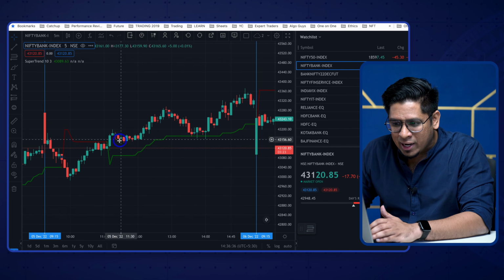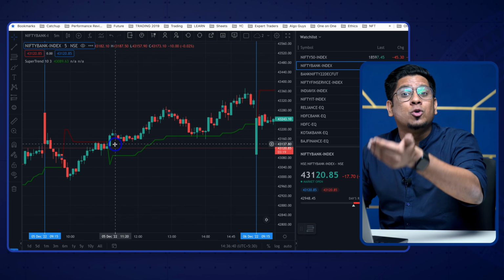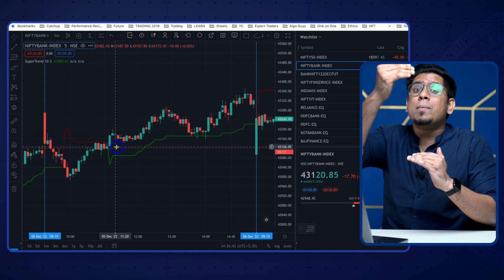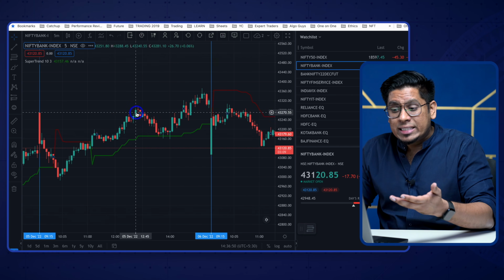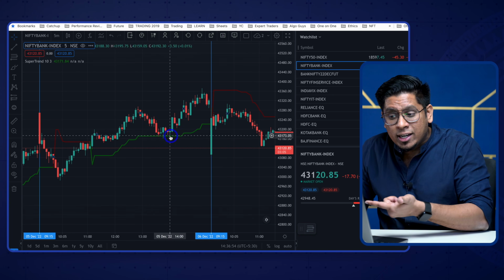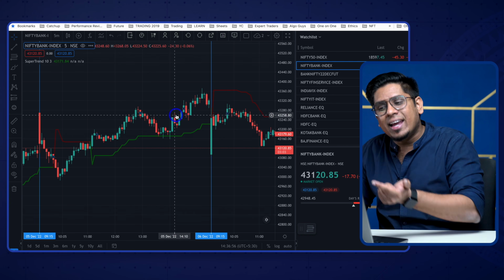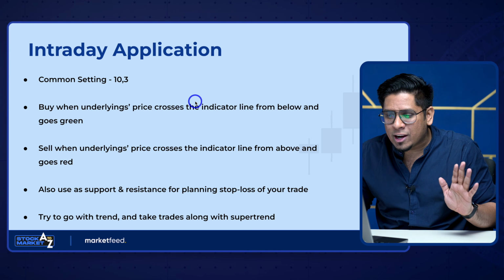Let me zoom in a bit. See, Supertrend was broken here. Then the price is above the Supertrend line, and price being above the Supertrend line is a bullish indication. What happened after that? The price just kept moving up and up and up. In fact, in between it came down and took support at the Supertrend, and then it went up again. Very clear? Now let me quickly go back into the presentation.